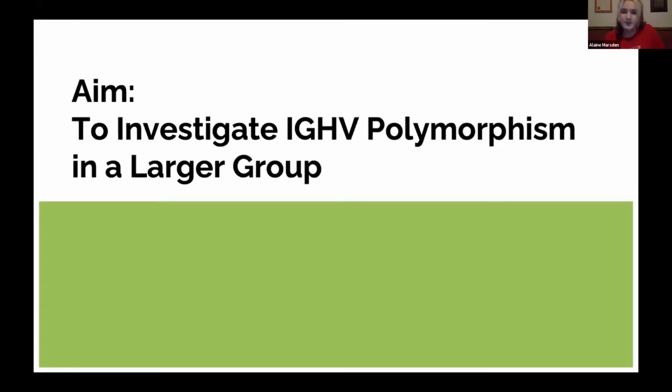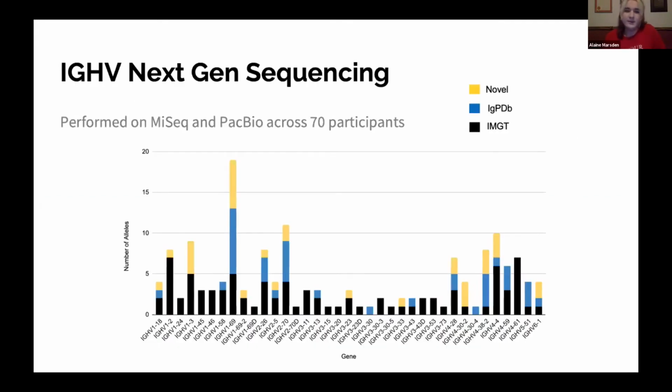So the first aim of the work was to investigate IGHV polymorphism in a larger group and across the whole gene. To do this, we performed an amplicon sequencing approach on MiSeq and PacBio, looking at 70 participants from the same population. And this graph shows you all the genes that we were able to amplify and sequence in the study. And so the black alleles are those alleles that matched IMGT alleles. Those blue alleles are those that matched sequences from IGPDB, which contains truncated genomic DNA or data from inferred allele studies.